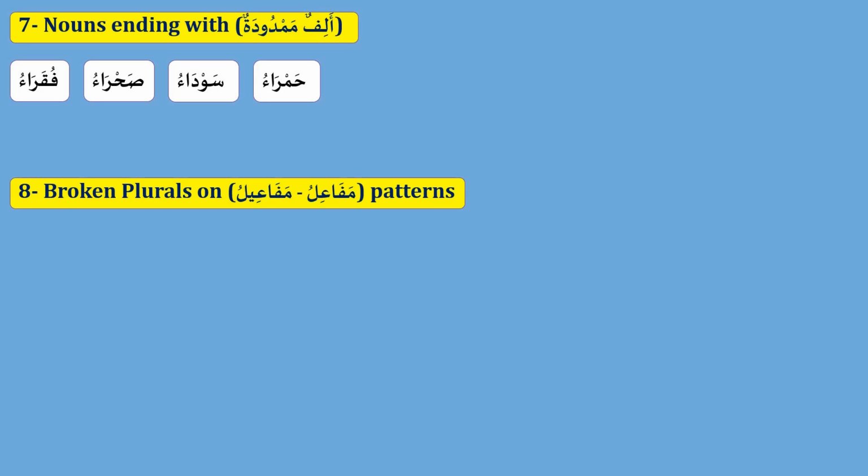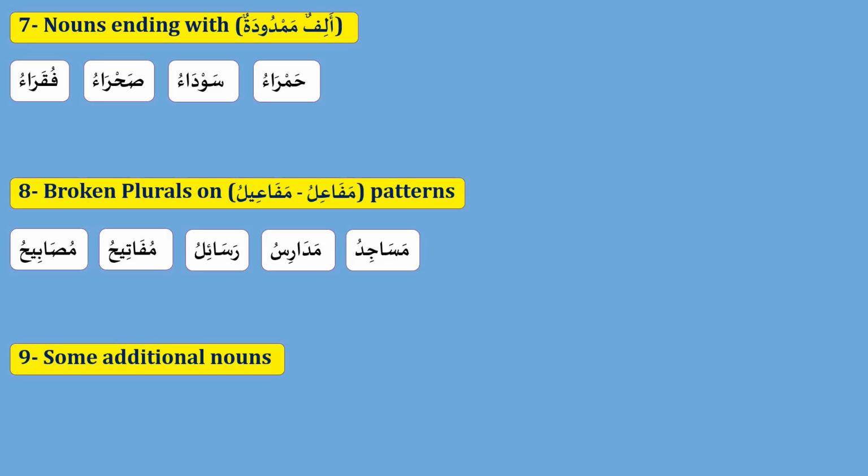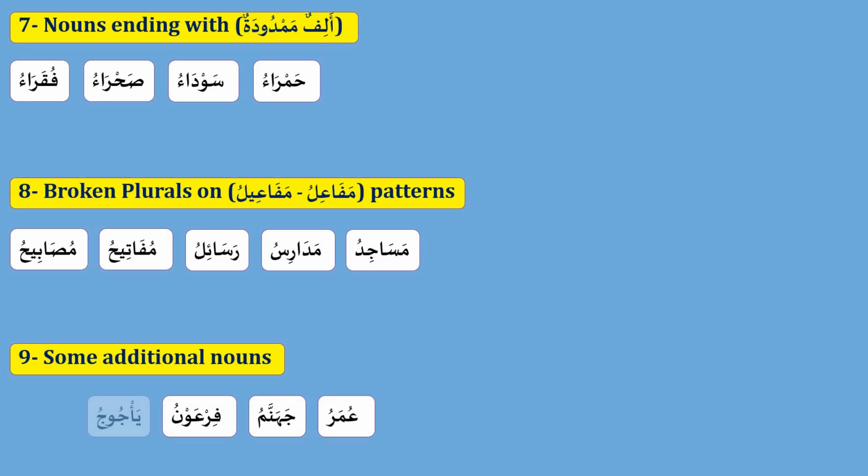Number 8, broken plurals on مفاعل and مفاعيل patterns. مساجد, مدارس, رسائل, مفاتيح, مصابيح. Number 9, some additional nouns besides these nouns. عمر, جهنم, فرعون, يأجوج, إبليس.